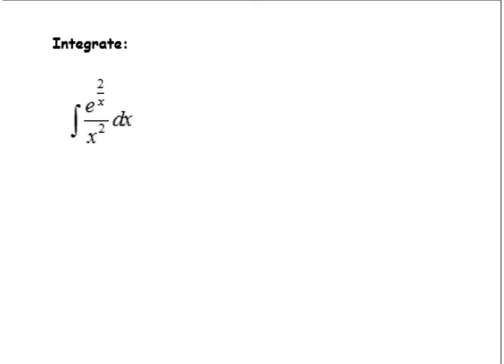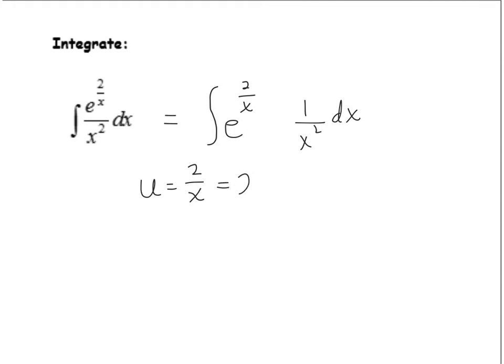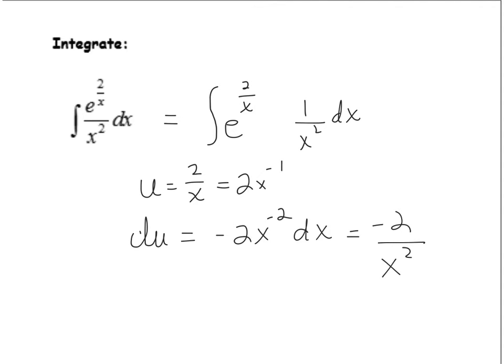Okay, so on the next example, I'm going to go ahead and rewrite this. I'm going to have the integral of e to the 2 over x, and then 1 over x squared dx. So u is going to be 2 over x, which is 2 times x to the negative 1. So du would equal negative 2x to the negative 2 dx, which of course is negative 2 over x squared. So I'm looking up here, notice that right here.